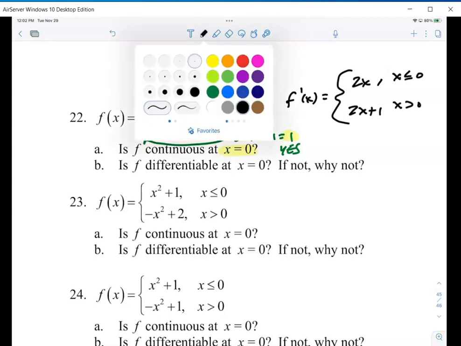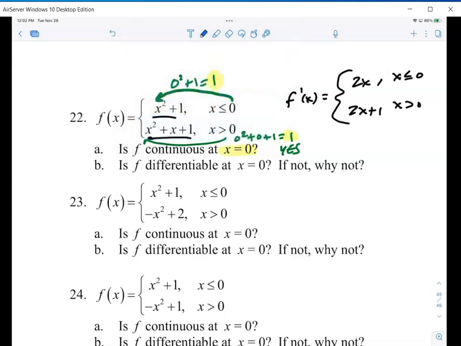And we're going to plug it in again. Okay, and we're going to say, well, 2 times 0 is 0. 2 times 0 is 0, plus 1 is 1. These do not match up. So is it continuous? Yes. Is it differentiable? No, because the derivative has a jump in it. Okay, the derivative has a jump.